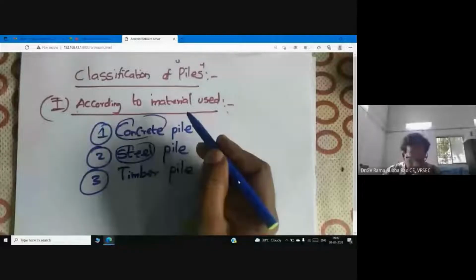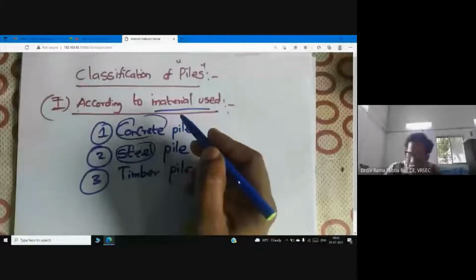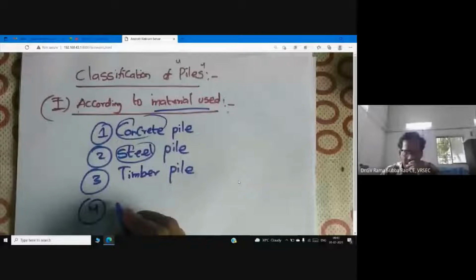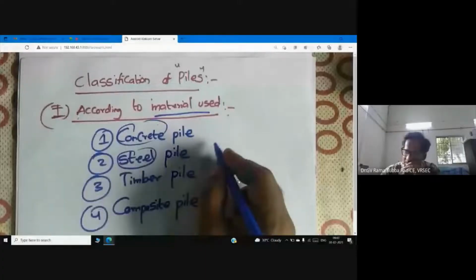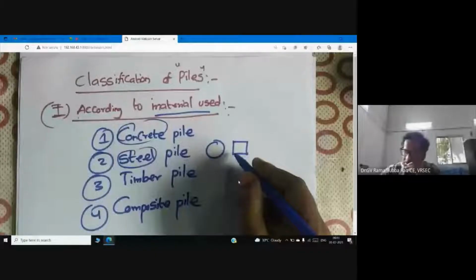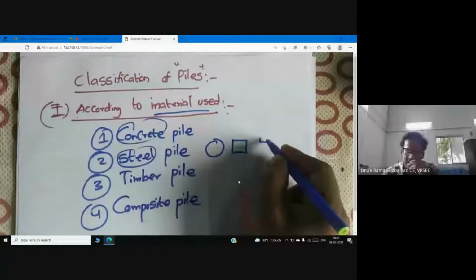And also sometimes we have composite piles. So based on the material used, sometimes we use a concrete pile, sometimes we use a steel pile. Steel has different sections: regular, circular, and also square section. I'm talking about the cross section of the pile. And apart from that, we have I sections. So we have a lot of flexibility. Sheet piles are usually made with steel.